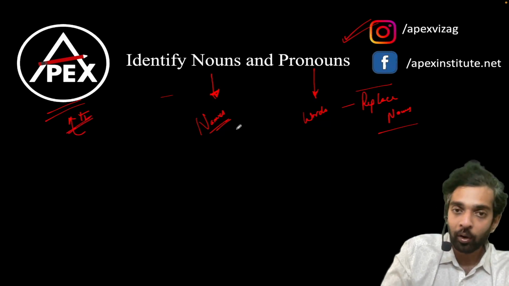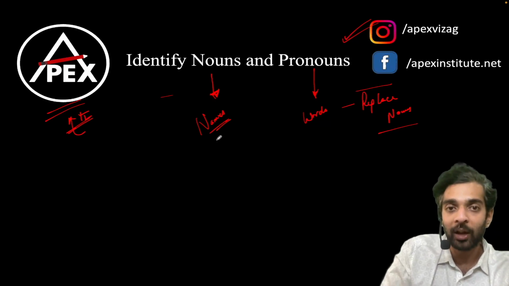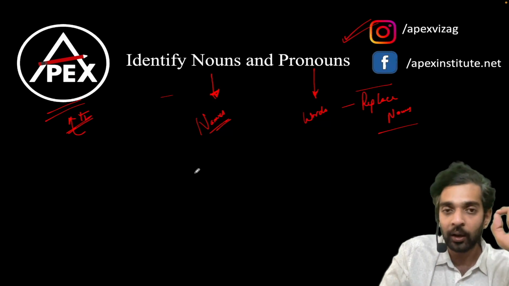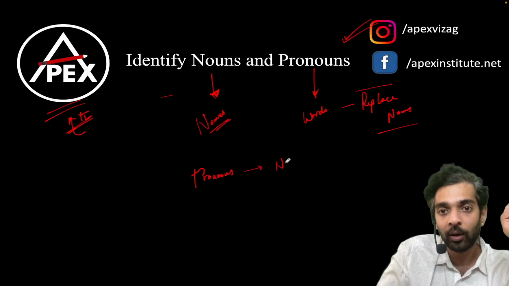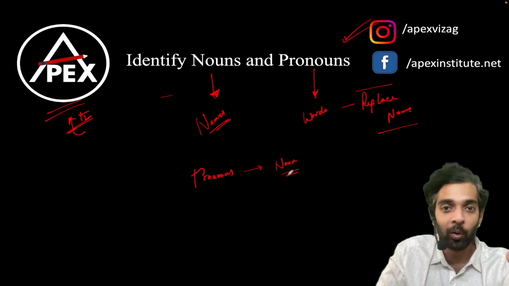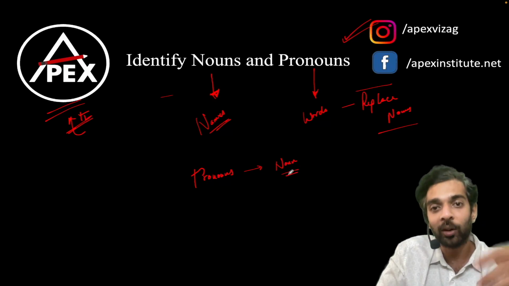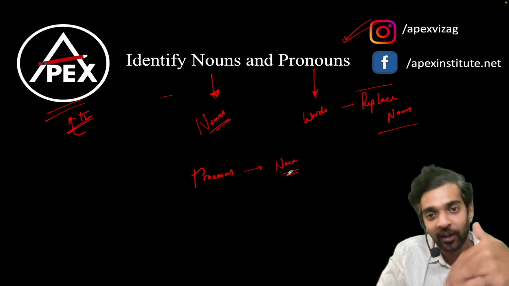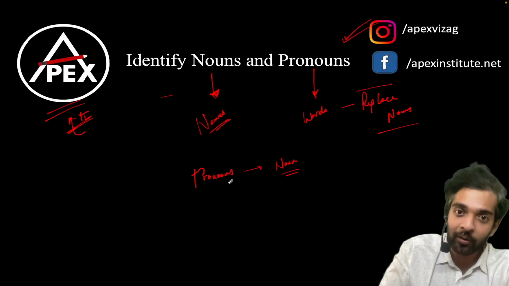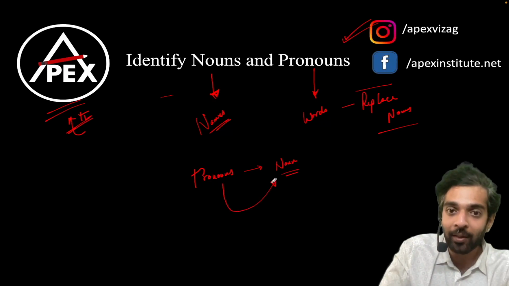So what happens in parajumbles when we have nouns and pronouns? Think about it a little logically. I can only use a pronoun once I have a noun, right? Let's just think about it like this. You are in a relationship and you want to replace that person with someone else. You want a new girlfriend. For getting a new girlfriend, you first need to have the old girlfriend, right? So over here also, pronouns are going to replace nouns.